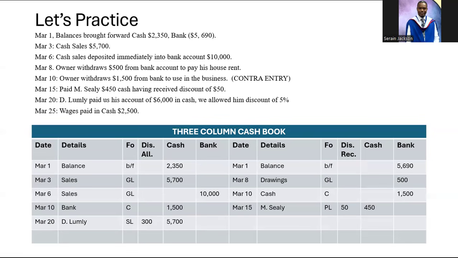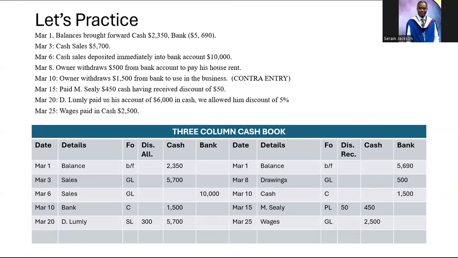And then finally, March 25, it says paid wages in cash, 2,500. Once you see we are paying something, we know that that information goes on the credit side. So we say March 25, wages in the details column. In the folio column, wages is an expense, so it will be in the general ledger. You only use the purchases ledger or the sales ledger if it's a debtor or creditor. The sales ledger if it's a debtor, the purchases ledger if it's a creditor. It did say cash. We are paying wages in cash, 2,500. So we record that right there.